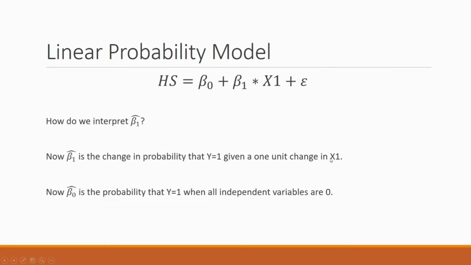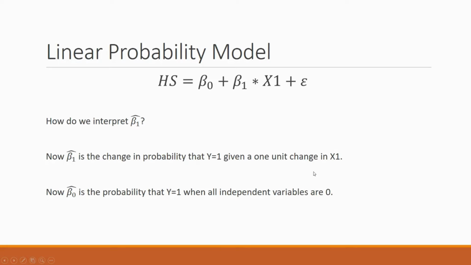Okay, so then how do we interpret the coefficients using a linear probability model? How do we interpret beta 1 hat, for example? This is the most important. Now, by comparison, remember that if we had a continuous dependent variable, then beta 1 hat would be interpreted as the change in y given a change in x. All right, but now it's a little bit different. Now the dependent variable is binary. So now beta 1 hat is the change in probability that y will equal 1 given a 1 unit change in x1. So let me rephrase that.